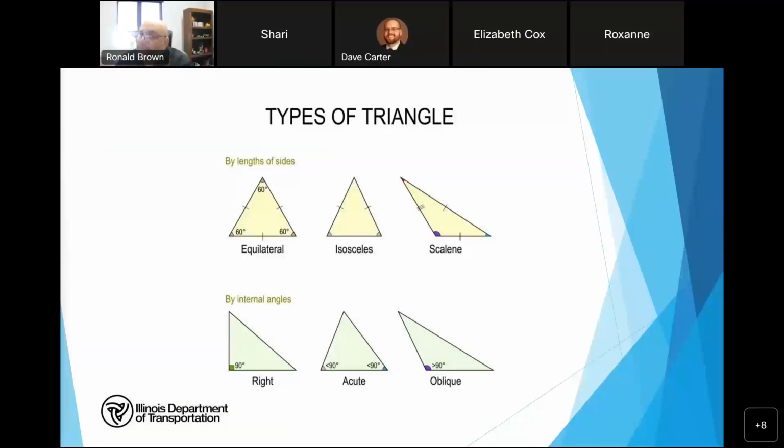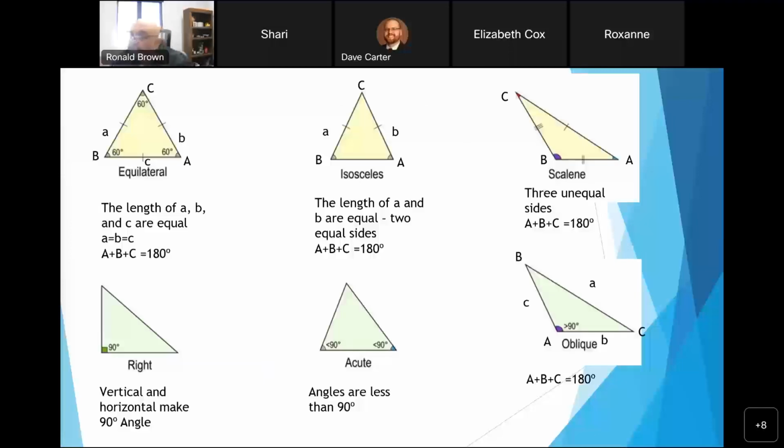A little bit more information or in depth on these types of triangles. For the equilateral triangle, if you notice, the sides are designated by the lowercase letter and the angles are designated by the uppercase letter. And the length of all three sides of an equilateral triangle are the same length. So side A is the same as side B, which is the same as side C. And all the angles are a 60-degree angle for an equilateral triangle.